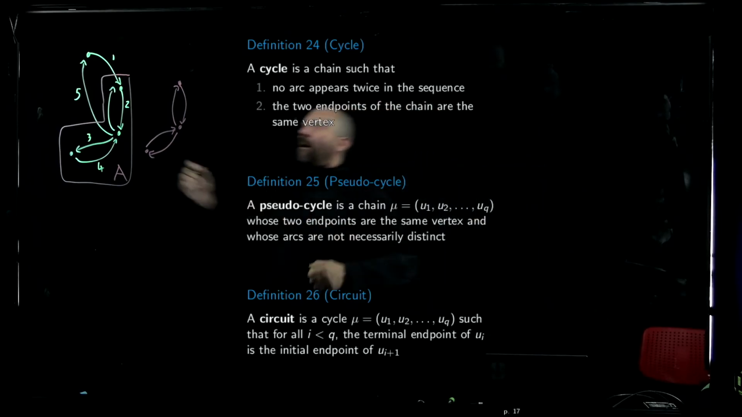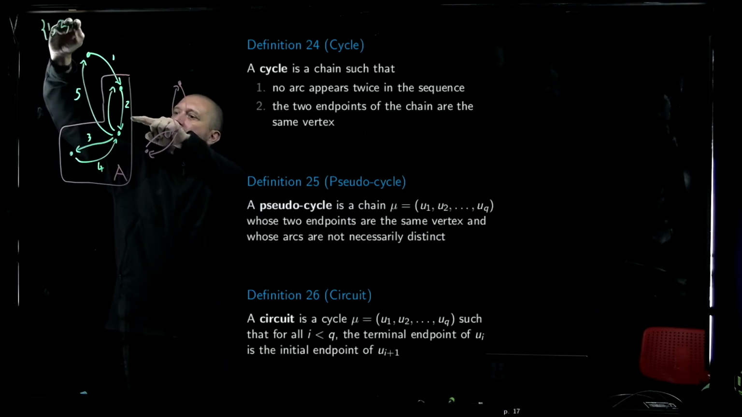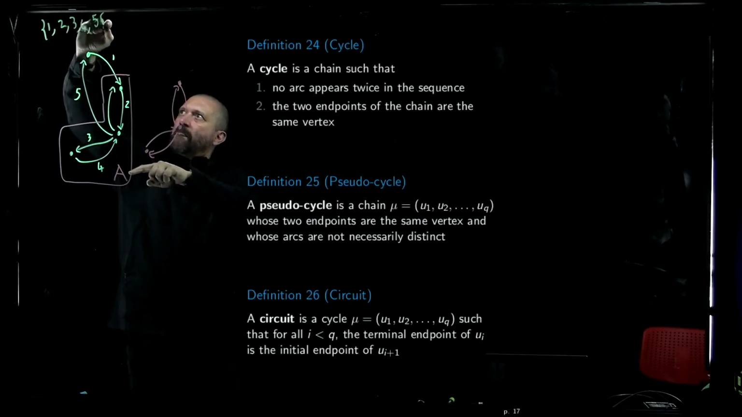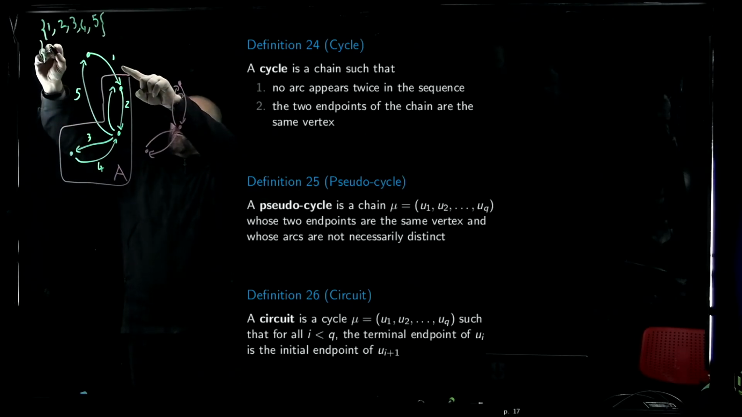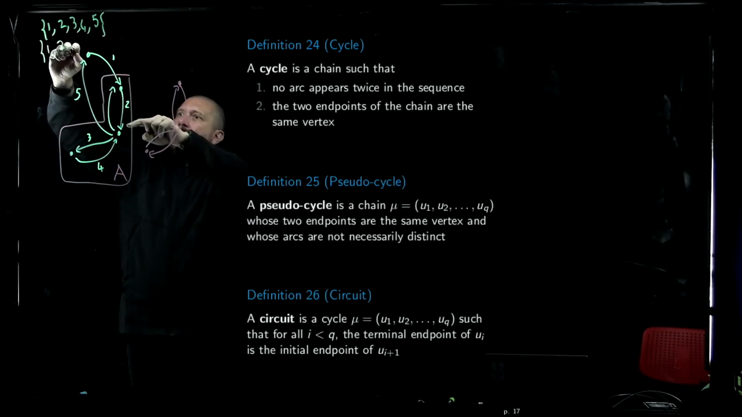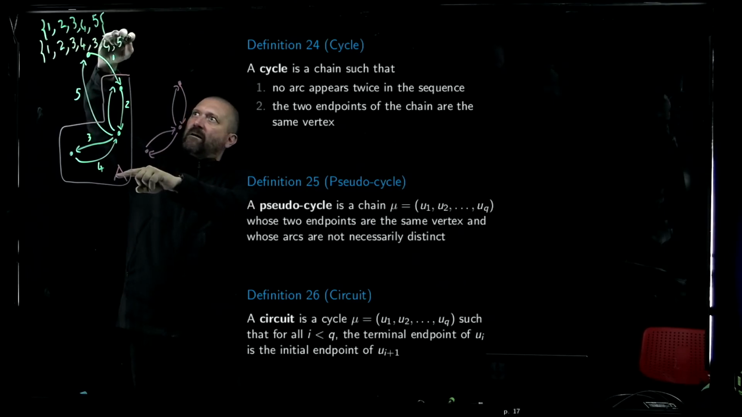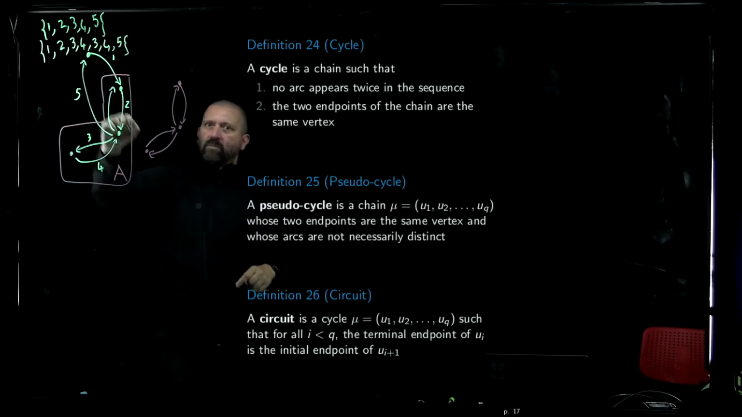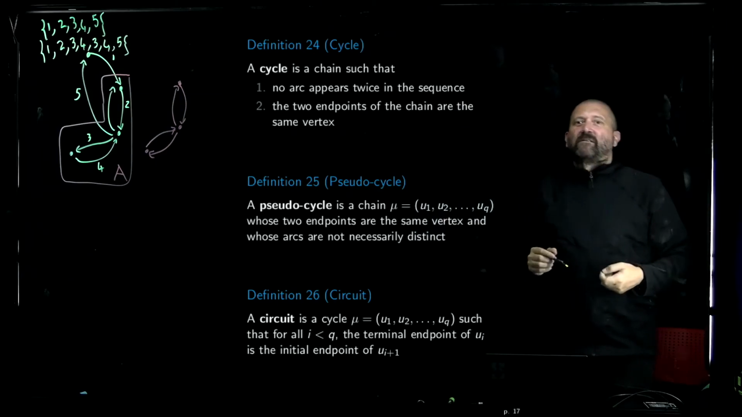So going 1, 2, 3, 4, 5 gives me a cycle. But I could also go 1, 2, 3, 4, 3, 4, 5. So I've gone around, and once more. What I have is a pseudo-cycle, not a cycle.